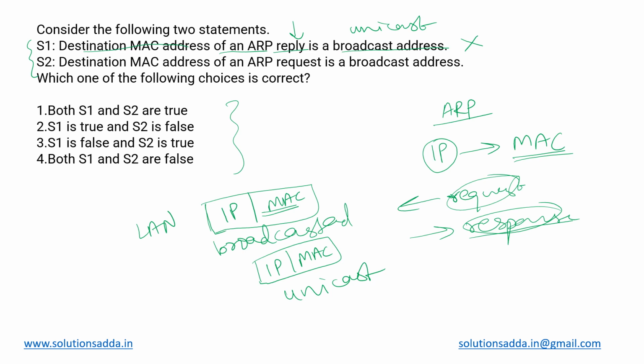And S2 is talking about the ARP request, which is definitely a broadcast address. So as we can see, statement S1 is incorrect, but S2 is true. So we will be going with the third option: S1 is false and S2 is true. So this is correct.